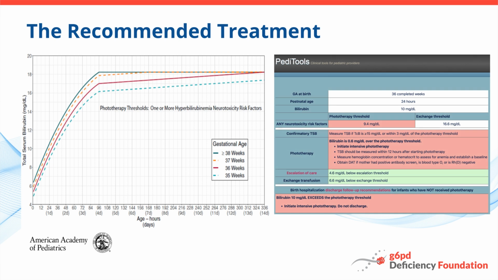This is the same neonate presented in the last case scenario, but with one vital exception. The infant is G6PD deficient. Given this information, use of the bilirubin nomogram for neonates with one or more hyperbilirubinemia neurotoxicity risk factors is warranted. Based upon the bilirubin level reported, this neonate should be treated with phototherapy. Comparing case scenario 2 with case scenario 2B, knowing the infant's G6PD deficiency status critically changes the course of treatment.